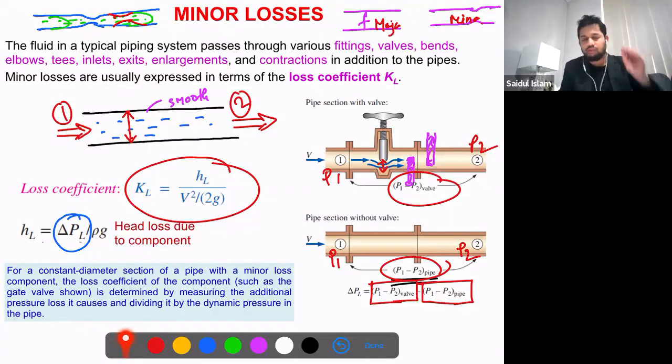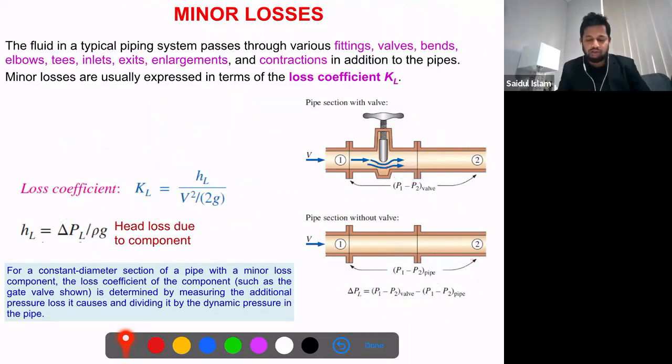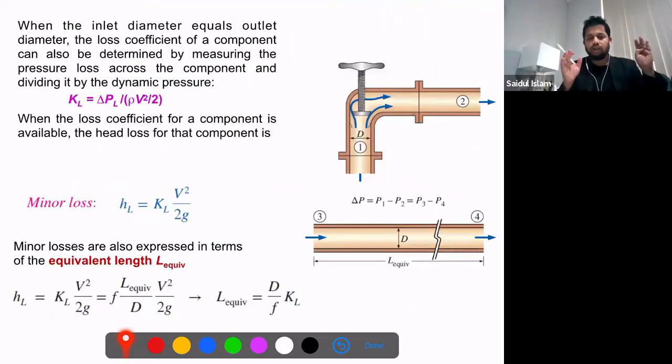So what we learn from this slide is that all these components could lead to some sort of minor loss, and minor loss could be more significant than the major loss. And we can calculate the pressure drop between a system with the valve and without the valve. So if it is this arrangement, then what will be the pressure loss? This is what we learned from this slide. So now I'll tell you just one thing from this slide.